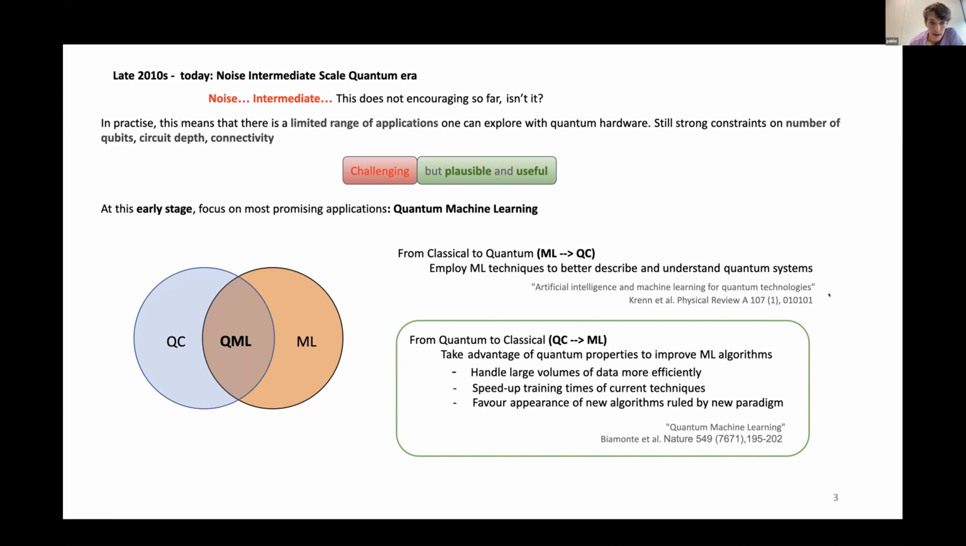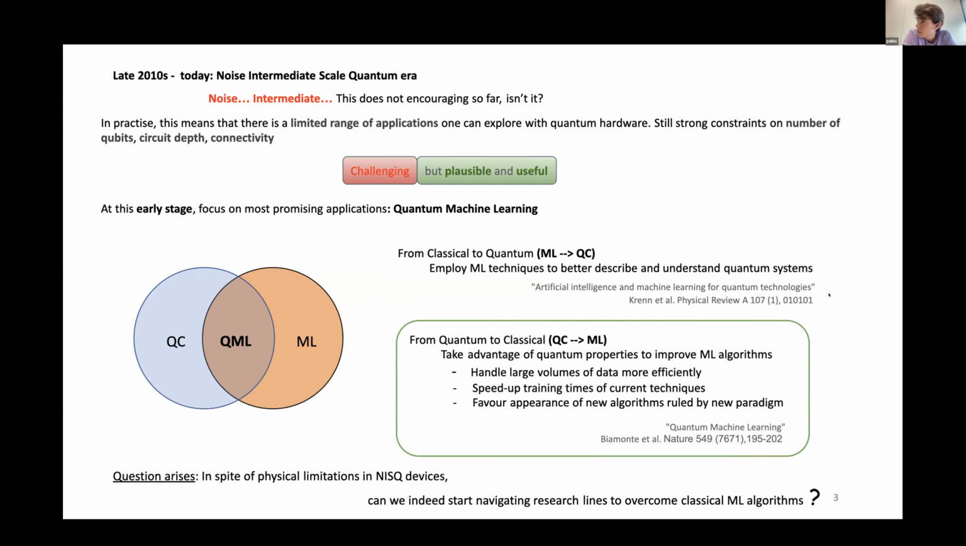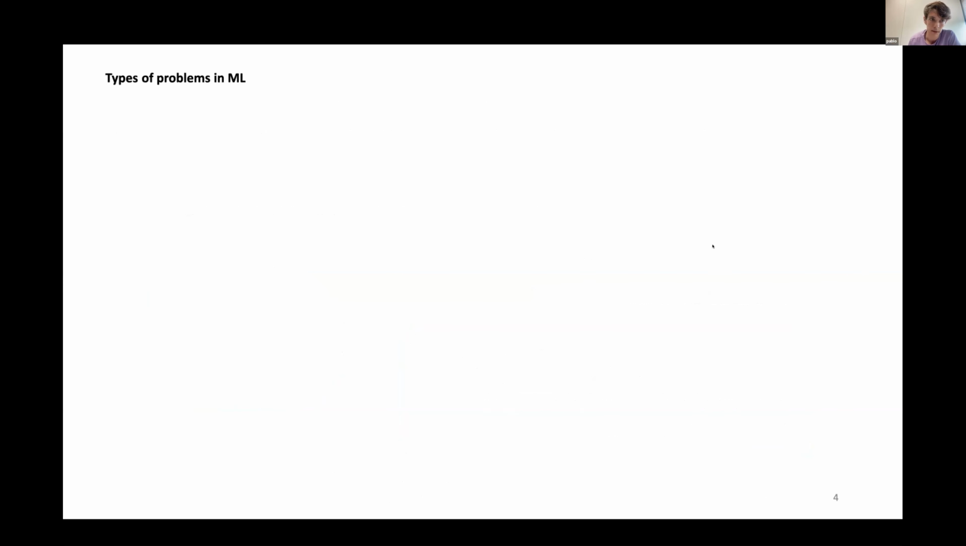So in this context, a question arises, right? In spite of physical limitations in NISQ devices, we have noise, we are not still at the point of having reliable quantum hardware to deploy super huge or massive algorithms. But can we indeed start navigating research lines to overcome classical machine learning algorithms? That's probably the question in this field, right?